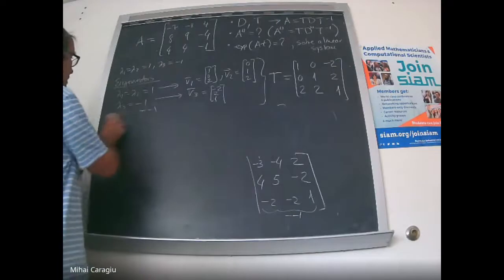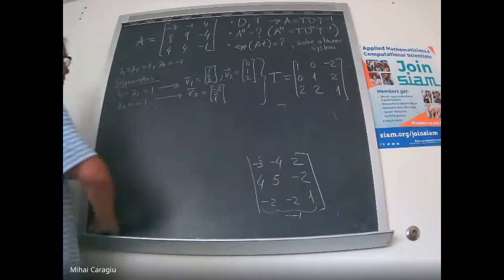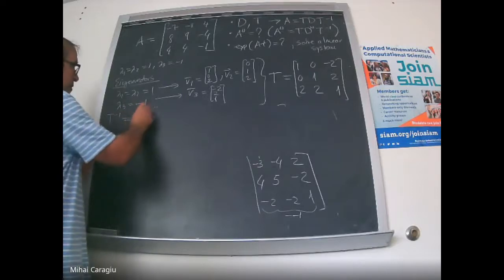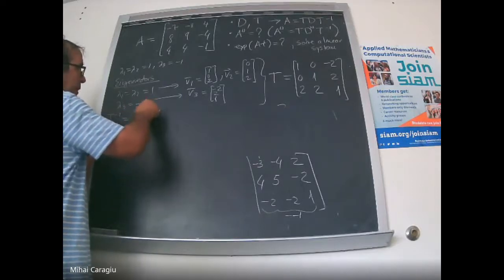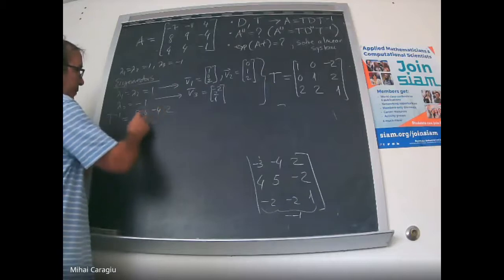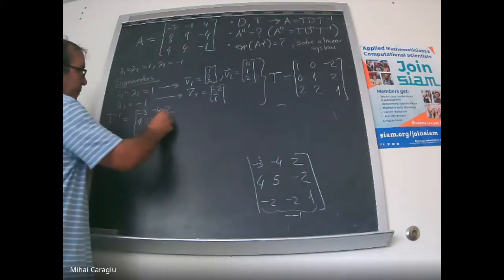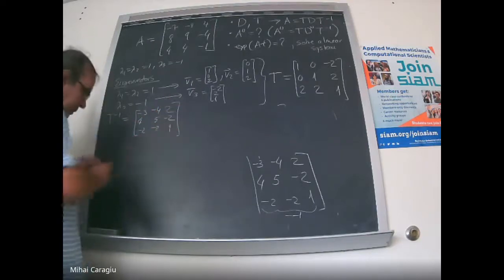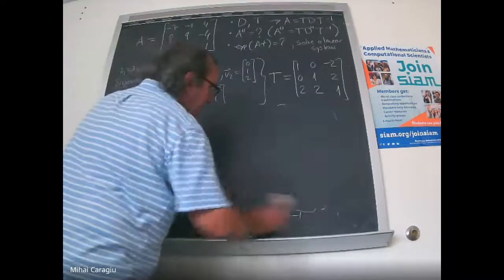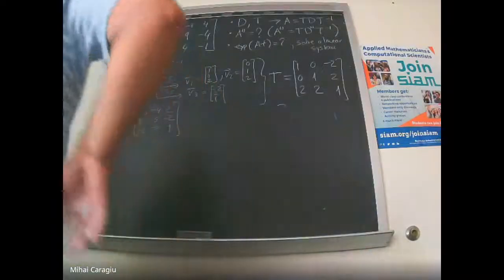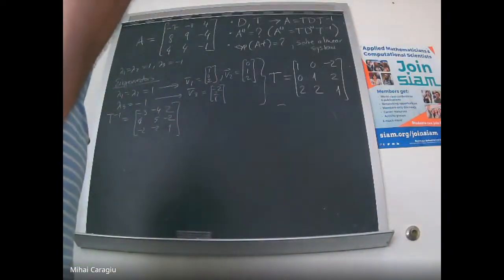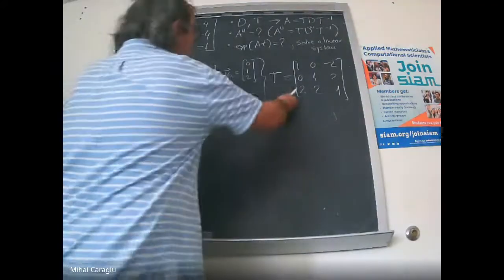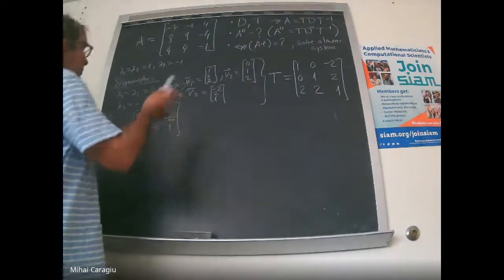So T inverse will be minus 3, minus 4, 2, 4, 5, minus 2, minus 2, minus 2, 1. Okay, so, well, just in case we need to verify.